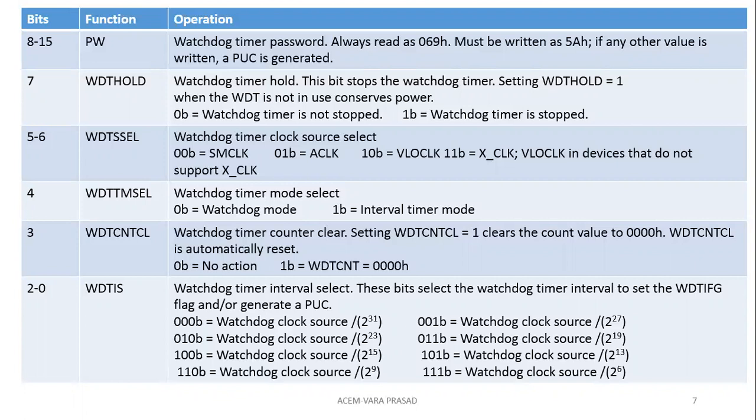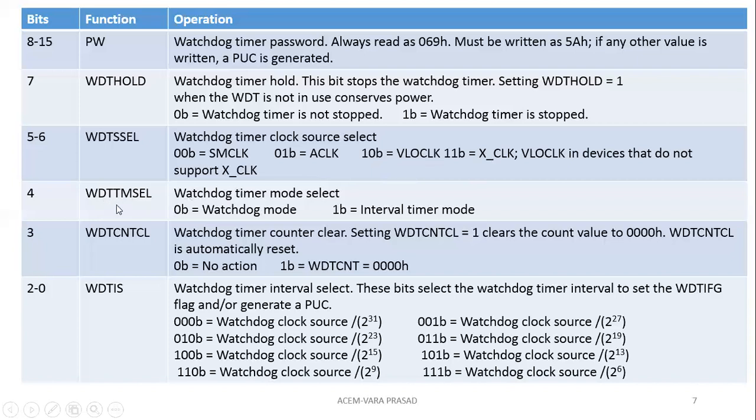Those are the clock frequencies from which the clock will be selected. If those bits are 00, then SM clock will be generated. 01 is used for A clock, 10 will be used for VLO CLK, the very low frequency oscillator, and 11 will be used for the crystal oscillator. Okay, then come to the fourth bit.